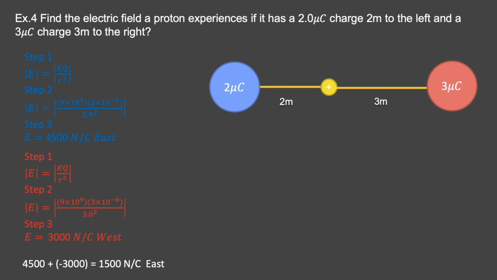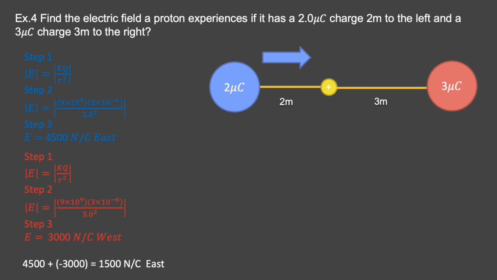Now let's get into some harder calculations. In example number 4, we are going to find the electric field a proton experiences if it has a 2 microcoulomb charge 2 meters to the left and a 3 microcoulomb charge 3 meters to the right. Let's begin by first looking at the direction the electric field will be going. A 2 microcoulomb charge is positive, so the electric field it generates will be radially outwards, causing the proton to experience an electric field to the right.